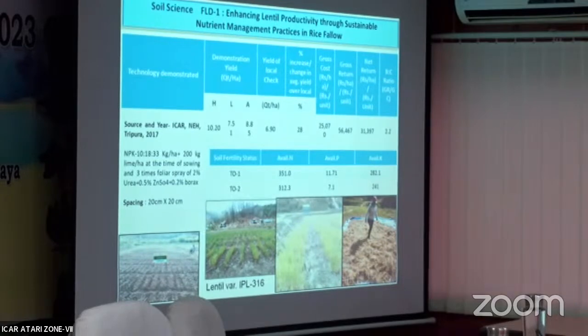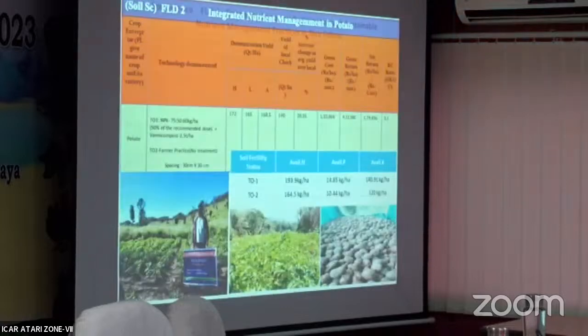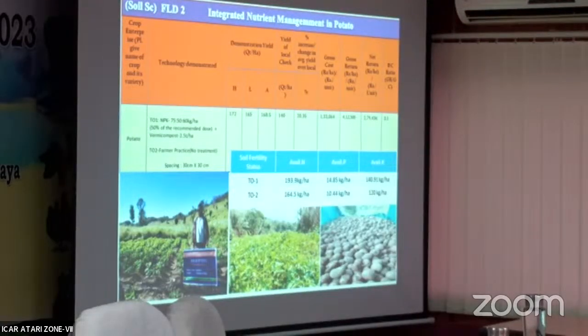The front-line demonstration under soil science is on enhancing land productivity through sustainable nutrient management practice in rice fallow. Here also, in technology 1, soil status is higher in terms of nitrogen, phosphorus, and potassium, and the return is 1,297, and the BC ratio is 2.2. FLD 2 under soil science is on INM in potato. Here, availability of NPK is also reported higher in technology 1. Net return is also higher, and the BC ratio as well.